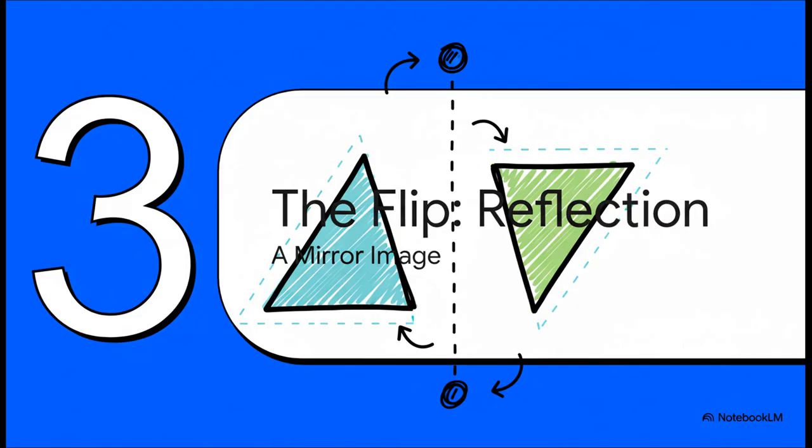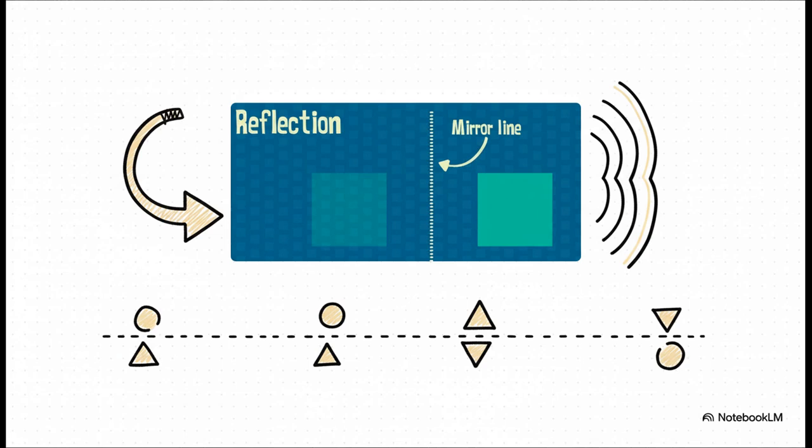All right, so that's the slide. Super simple. But what if you want to create a mirror image? Well, that's where our next transformation comes in, the flip, also known as a reflection. A reflection is exactly what it sounds like. It's a perfect flip across a line. We call that the mirror line, or the line of reflection. The new shape is a perfect but reverse copy of the original. This is totally essential for creating all the symmetry we see in art and design.